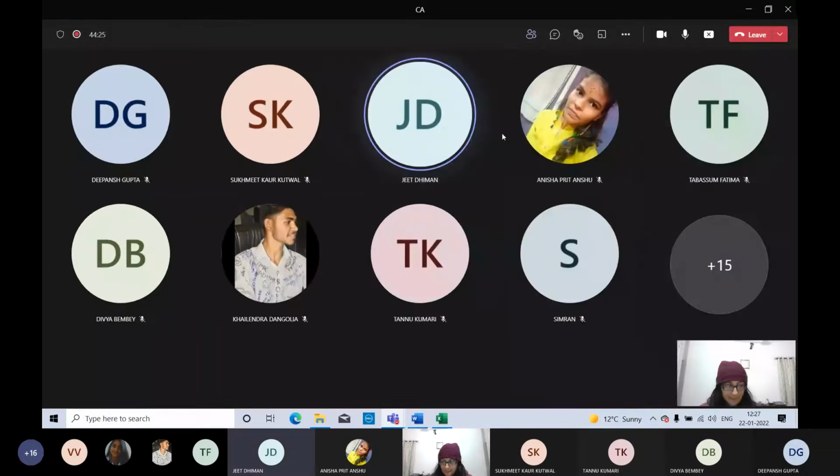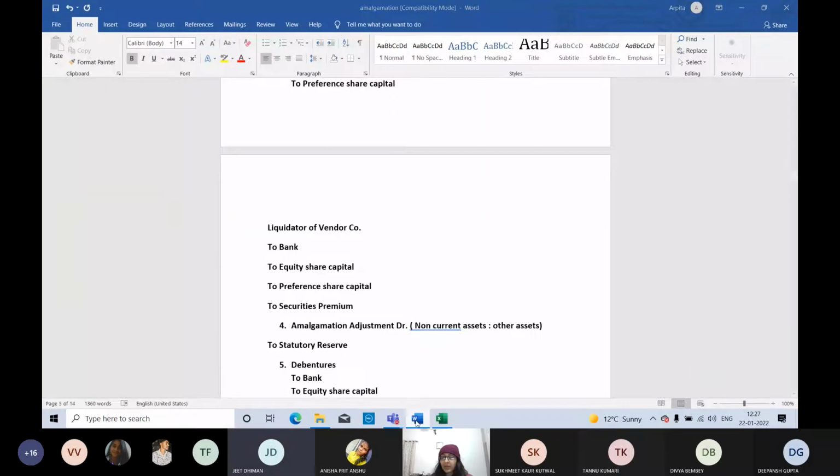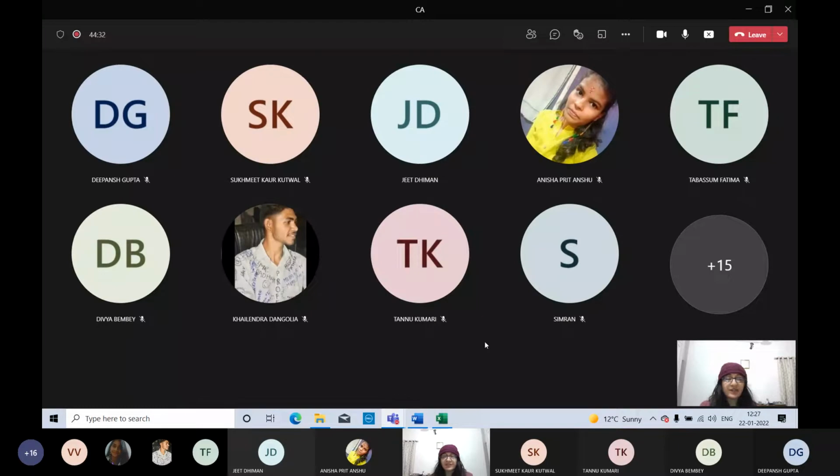Ma'am, making payment. I think it is over. The payment is done. No, no, what is the entry for the statutory reserve? Statutory reserves. Ma'am, we have to make a statutory reserve as it is mandated by the statute, and the entry will be the amalgamation adjustment account to the particular statutory reserve. Right, thank you, thank you.